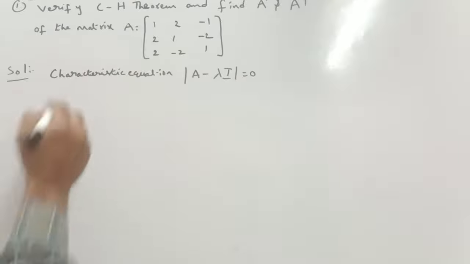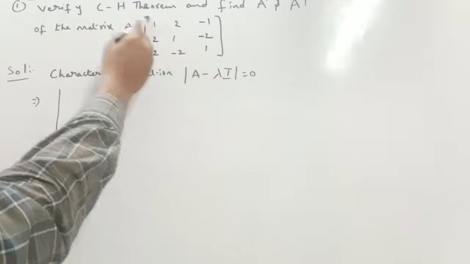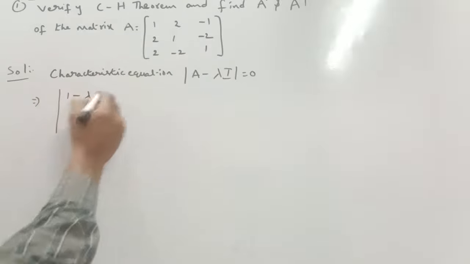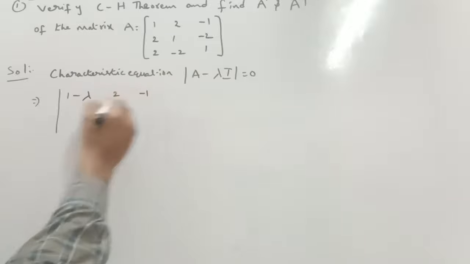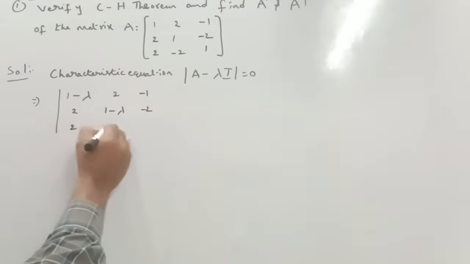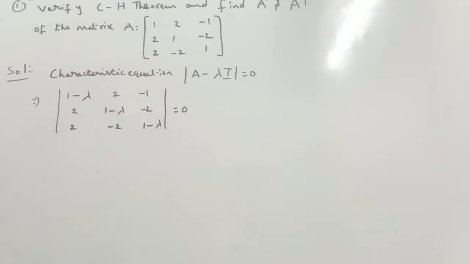That means, this implies mod. So subtract the lambda from the diagonal elements. So what I get here, mod, compulsory you have to write mod: 1 minus lambda, 2, minus 1, 2, 1 minus lambda, minus 2, 2, minus 2, 1 minus lambda. Correct. Now you have to find the determinant over here.